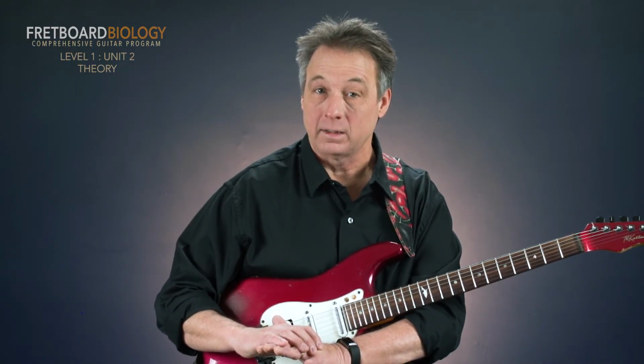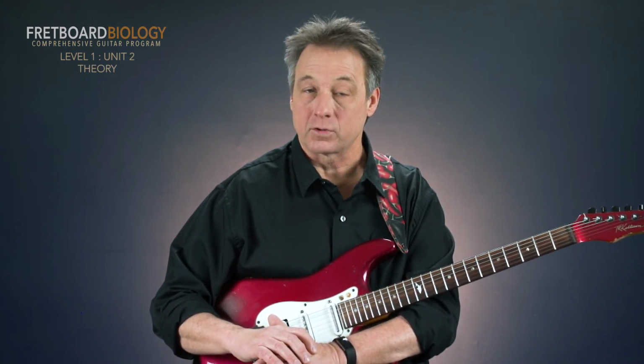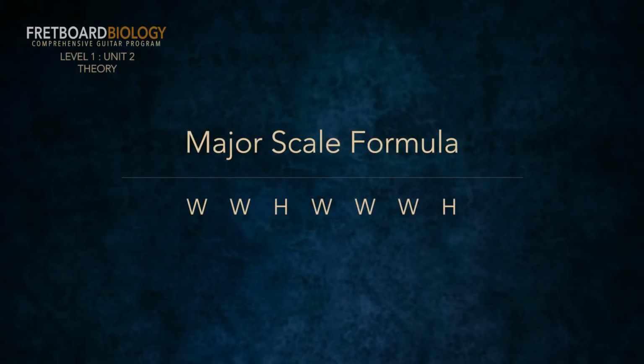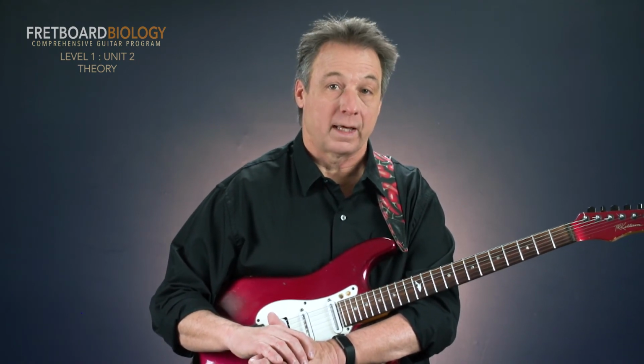You could summarize and simplify this by saying the major scale is made up of all whole steps except for half steps between the third and the fourth scale degrees and the seventh and eighth scale degrees. And remember, the eighth scale degree is a repeat of the tonic, or we can call it the octave. So remember this interval formula for the major scale. Whole, whole, half, whole, whole, whole, half. Commit that to memory.